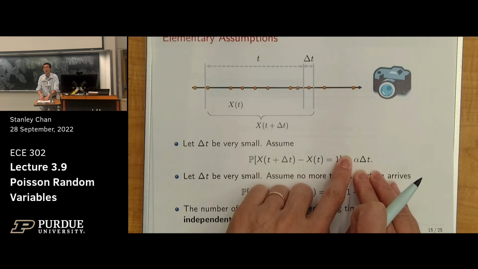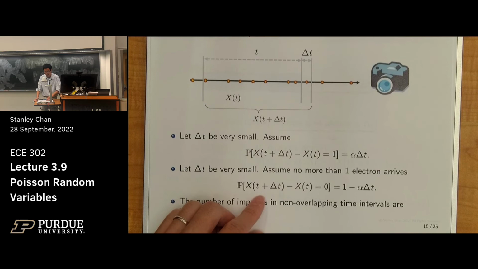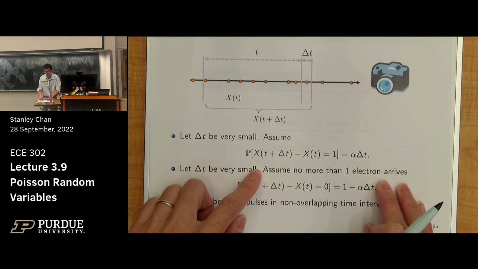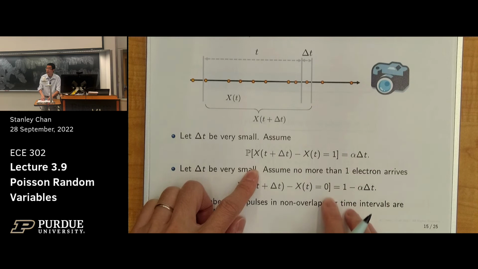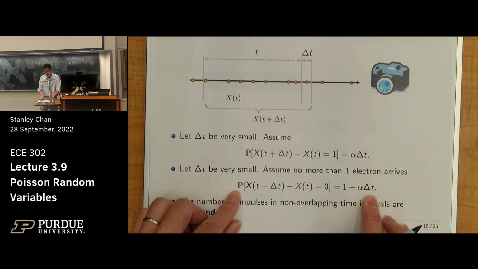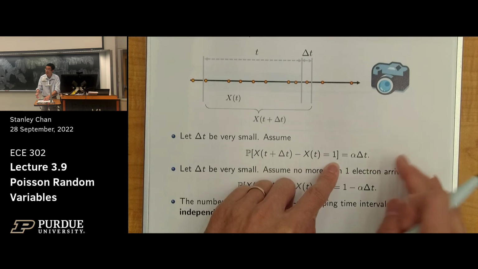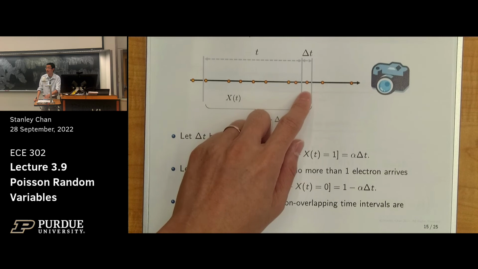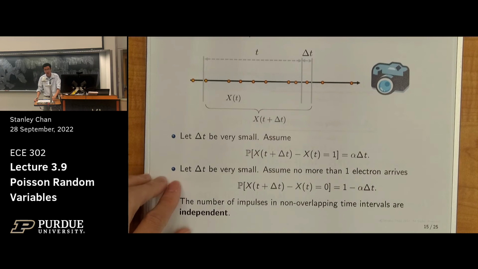The second assumption is just a complement of the first one. There's no more than one photon electron arrival in this period of time. So it's a binary decision, either 1 or 0. If you get a 0, it's 1 minus alpha times t. If you do not have this assumption, then something will go wrong. If it is not one, you can get two, right? So assumption two guarantees that you have a binary case. Not one, then it has got to be zero. It cannot be zero, two, or three. That's the requirement for the second assumption.